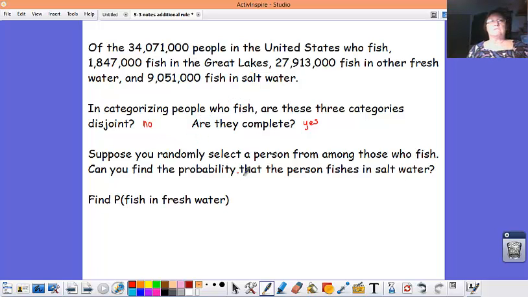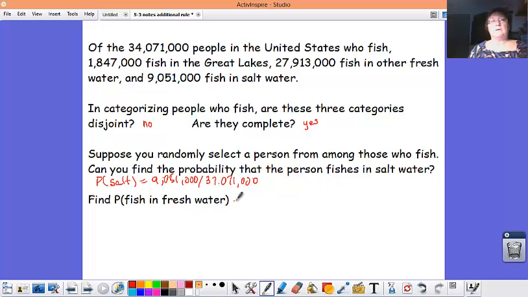So suppose we randomly select a person from among those who fish. Can you find the probability that they fish in salt water? And I believe that you can. The probability that you fish in salt water, well, it tells us that 9,051,000 of the 34,071,000 fish in salt.